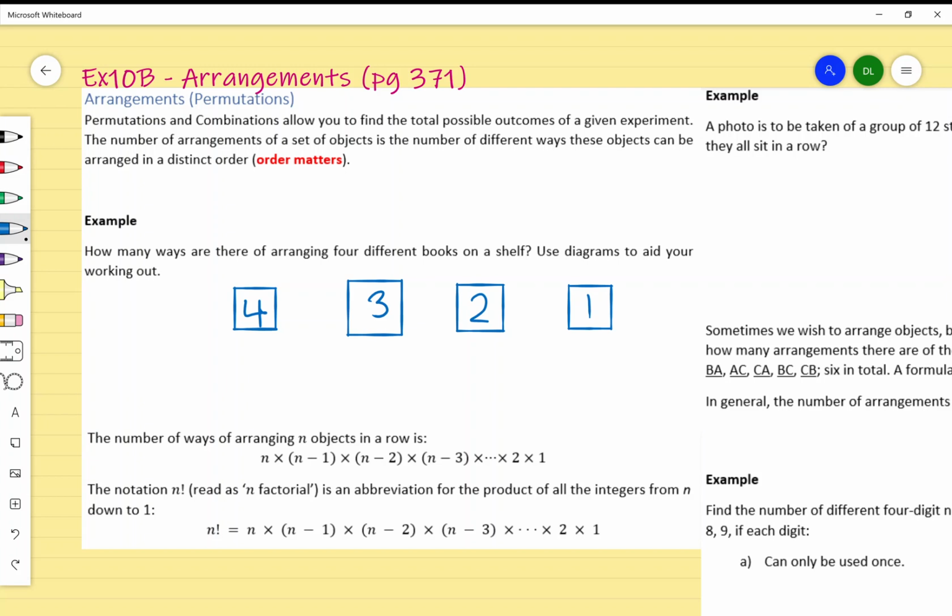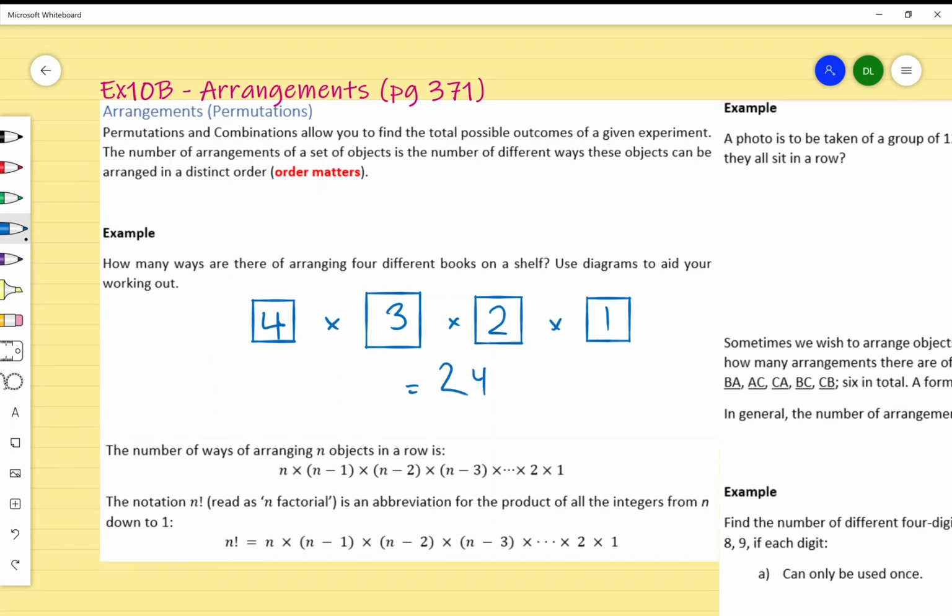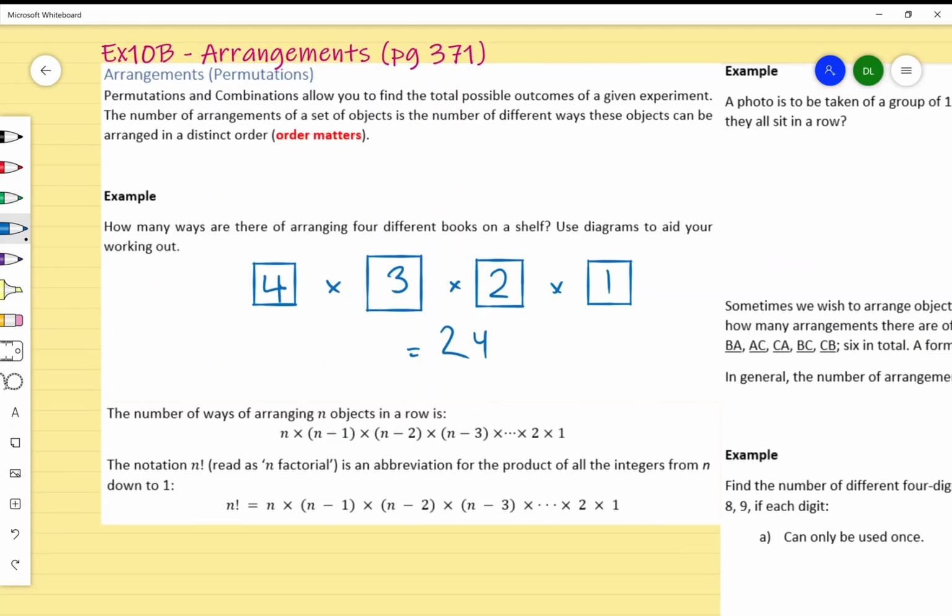And from there, all we need to do is multiply them together, because we're using the multiplication principle, and we end up with 4 times 3 times 2 times 1, which gives us 24. Okay, so we're saying that there's 24 different ways of arranging 4 different books on a shelf where order does matter. And we use a diagram to represent that.